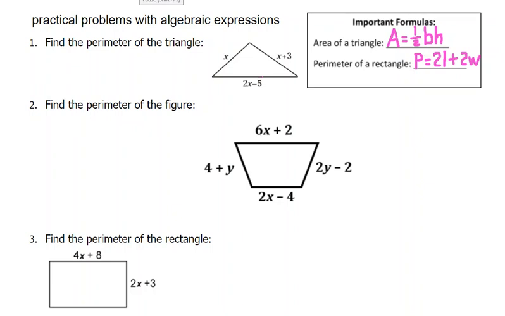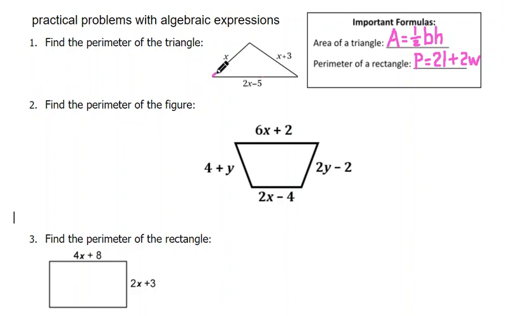Today we are going to learn about practical problems with algebraic expressions. Here are some formulas you might need to know. Make sure you write those down. It's the area of a triangle and the perimeter of a rectangle because we are going to need those later on during these notes. All right, so first, number one, it says find the perimeter of the triangle.